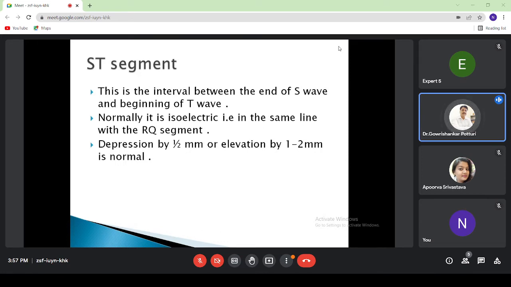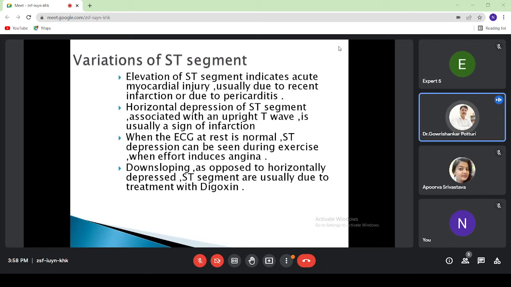Next, coming to the ST segment, this is the interval between the end of the S wave and the beginning of the T wave. Normally it is isoelectric, that is, on the same line as the PQ segment. Depression by half a millimeter or elevation by 1 to 2 millimeters is normal. More than that indicates myocardial infarction. Now, let us see the variants of the ST segment. Elevation of the ST segment indicates acute myocardial injury, usually due to recent infarction or pericarditis.